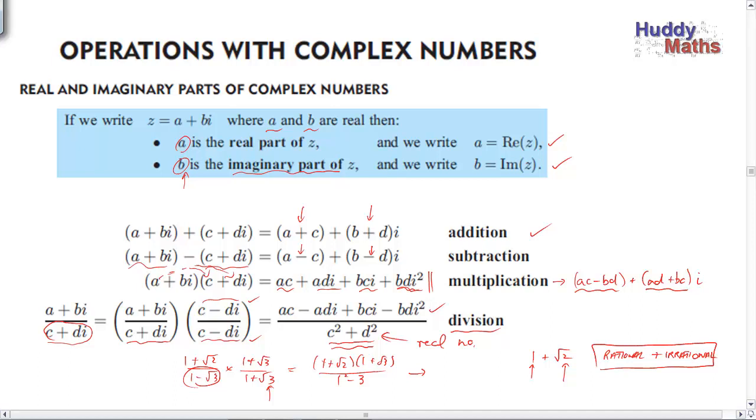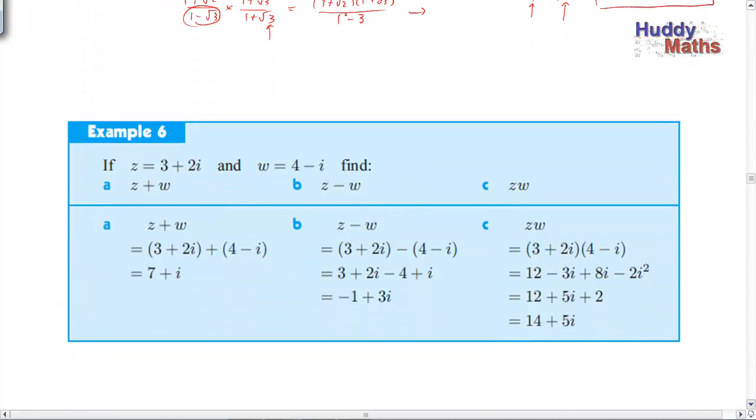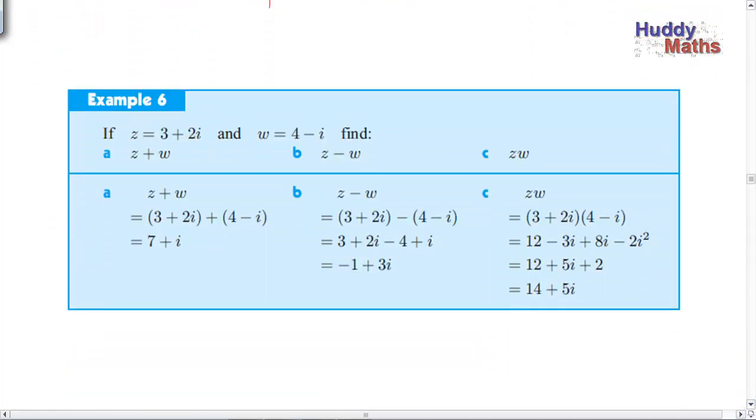All right, let's see if you can do some here. So here's an example. We're building up our skills. I hope you're getting excited about that. So here, if z is 3 plus 2i and omega is 4 take i, adding them up, putting them down in full, and then adding the real parts together, collecting those terms, the imaginary parts together. Z take omega, 3 plus 2i take, and I'd write it out in full using brackets here, particularly because of that negative sign, and then it's 3 take 4, which is -1, 2i plus i is 3i.